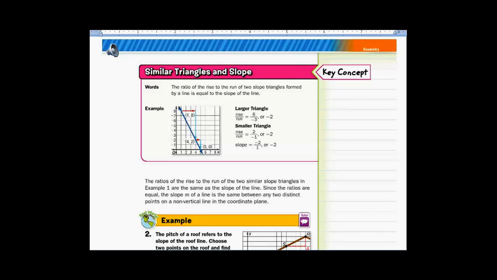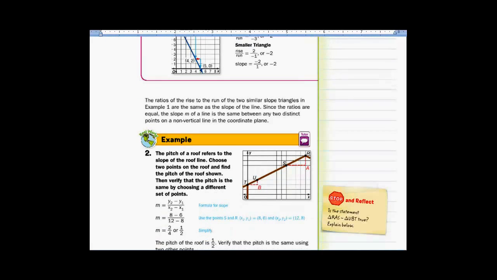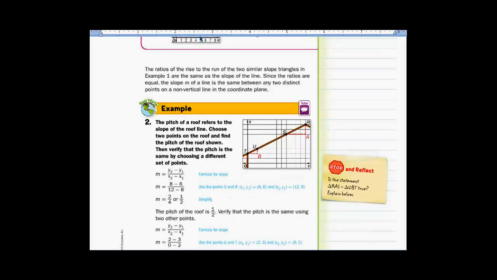All right, so that's something that we kind of already knew, but maybe it puts a different perspective on it, gives you a little deeper understanding of what we're talking about. All right, example 2. The pitch of a roof refers to the slope of the roof line. Choose 2 points on the roof and find the pitch of the roof shown. Then verify the pitch is the same by choosing a different set of points. So basically what they're asking you to do is find the slope of this line and then check it. Find the slope of the line and check it.